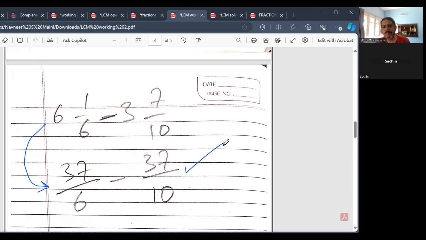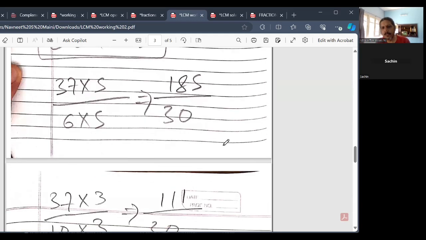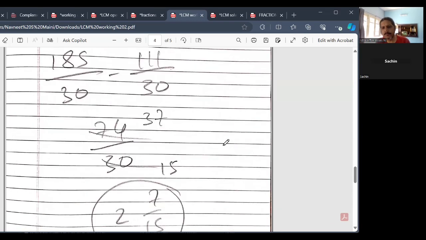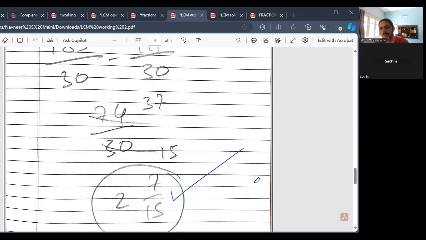Yeah. And then I take the LCM of 6 and 10. The LCM is 30. I follow the same path, and your final answer should be 27 by 15. Is it correct? I got 316 by 30. No, then there is some problem. This should be the final answer. You'll have to check it again. Okay.